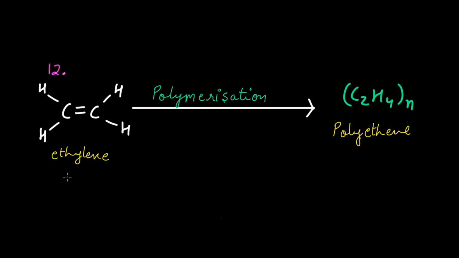This is our last reaction. When ethylene undergoes polymerization, it gives polythene. The polythene bags that you use in your daily life, that is your polythene. So when ethylene undergoes polymerization, you get polythene. This was the final, basic reaction. So this will be it for today's video.